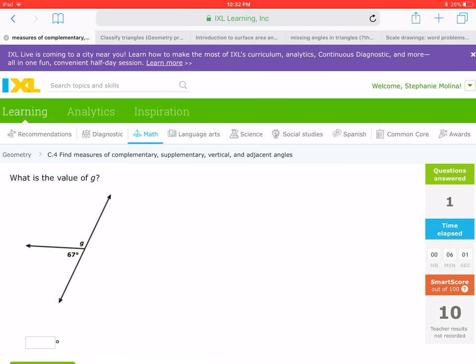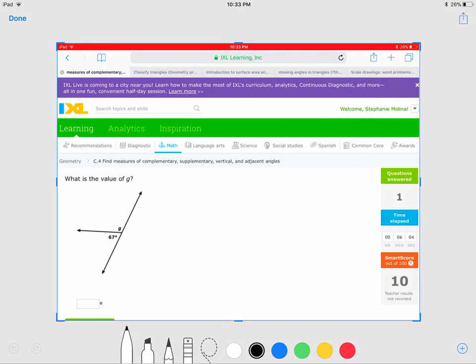Yes. Now it's saying, what is the value of g? Here, you can assume that they're supplementary angles because this is a straight line. So g plus 67 has to equal 180. Supplementary angles are angles that add up to 180. So you can do g plus 67 degrees equals 180 degrees. Isolate the variable.